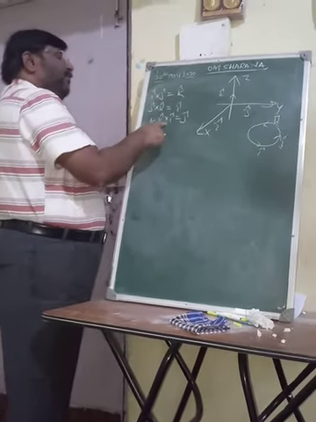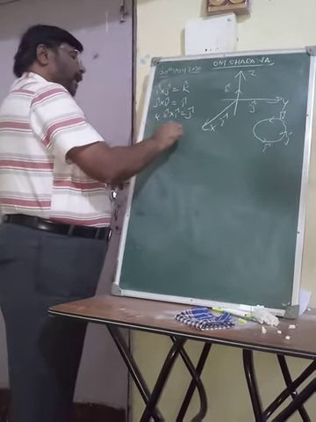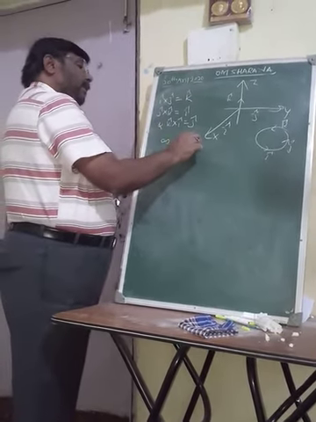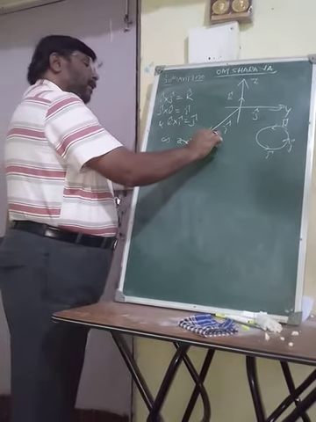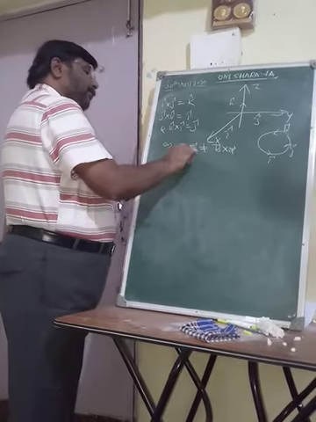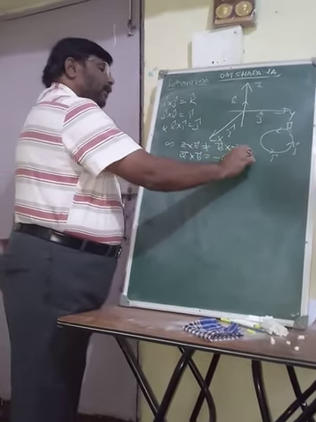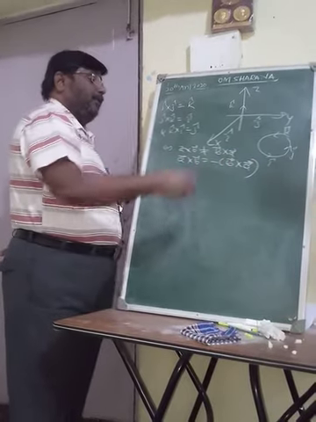So if you interchange these, the sign will change, as a cross b is not equal to b cross a. It is not commutative, but a cross b equals minus of b cross a. These results will help you to solve the next problems.